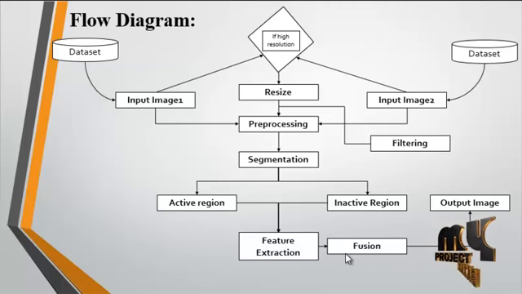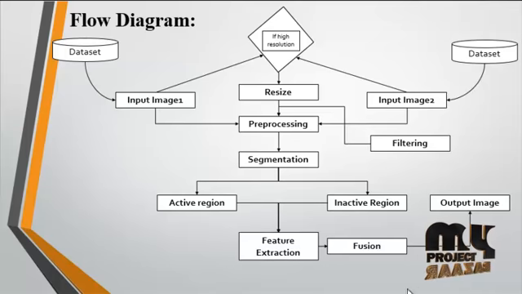After the fusion, a single image comes out from the fusion method. The fused image consists of the information. There is no loss of information in the image. Hence, the output image consists of accurate information. Thank you.